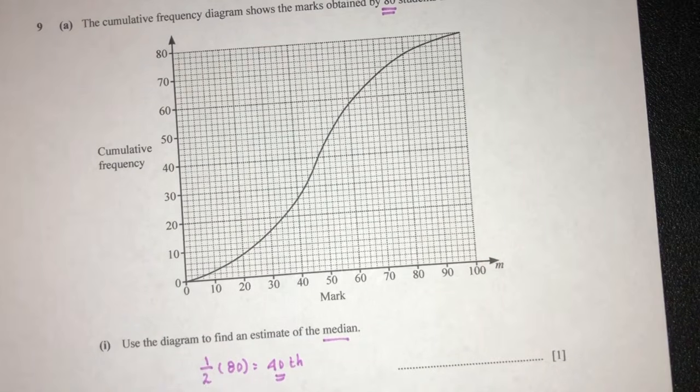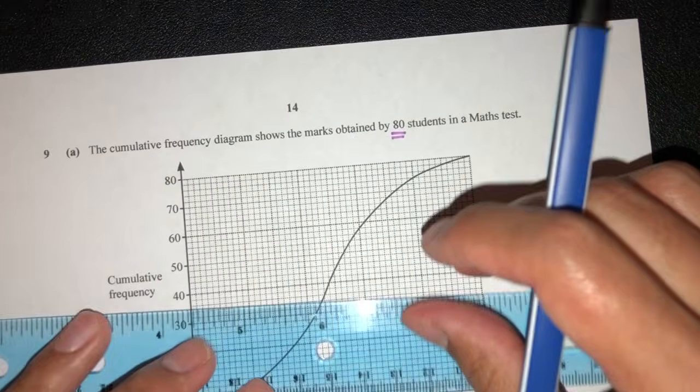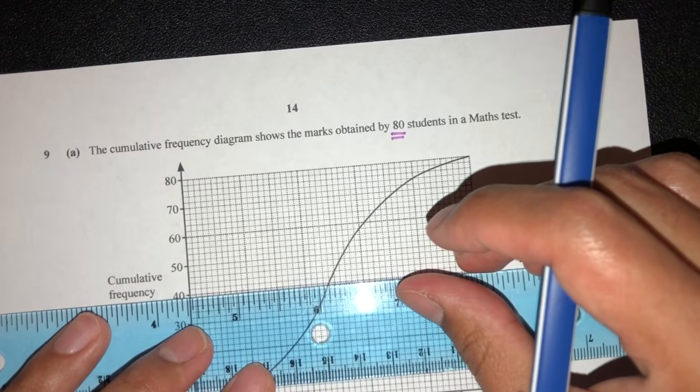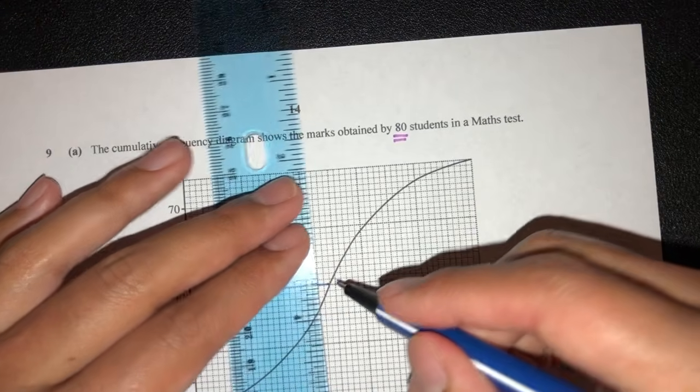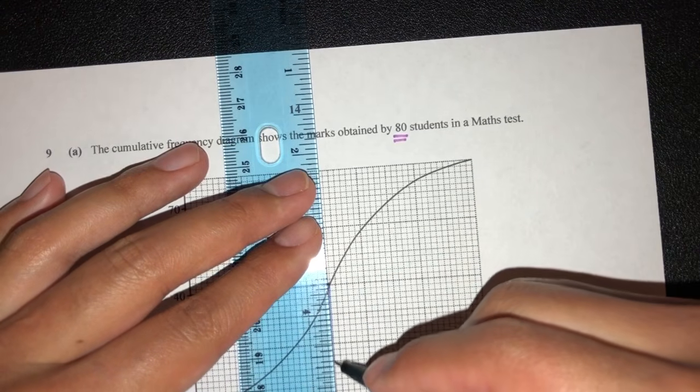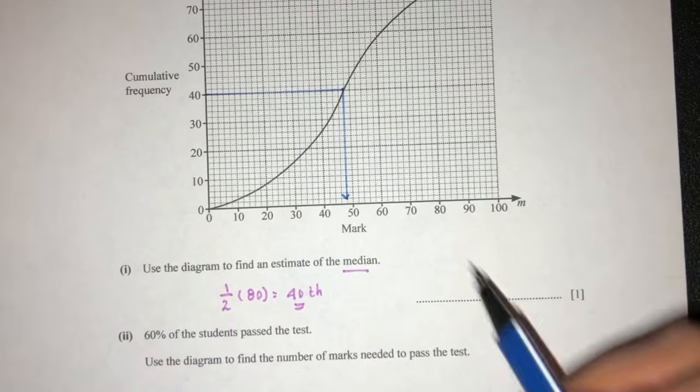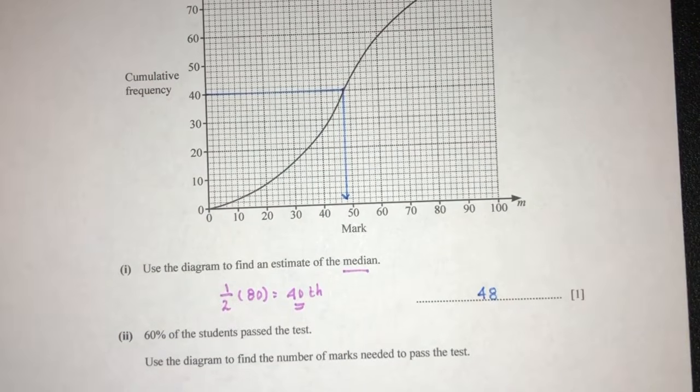So let's use the graph at the 40th student, that will be 40 right here. The value will be right here. Of course, we have to show how we get the value for your full marks. That will be 48 for the median marks according to my graph.